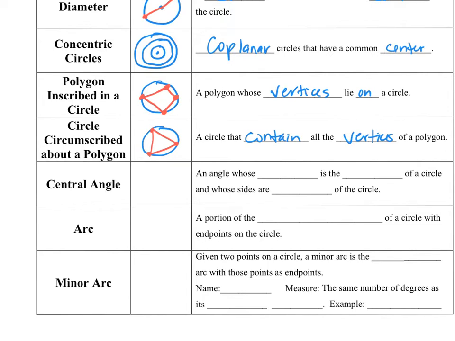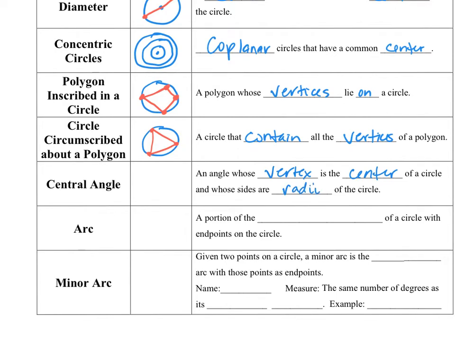Okay, so now let's move on to a central angle. A central angle is an angle whose vertex is the center of the circle. Isn't that a good name? And also the sides of the central angle would be radii. Radii is the plural for radius of the circle.